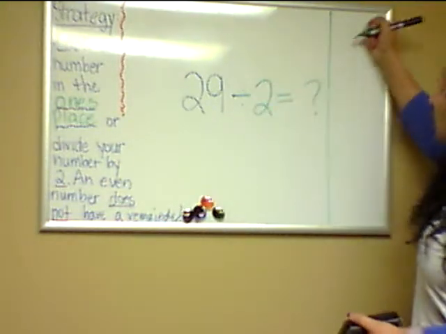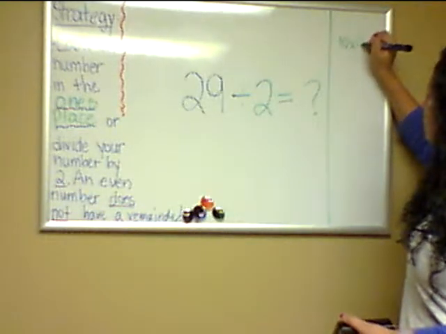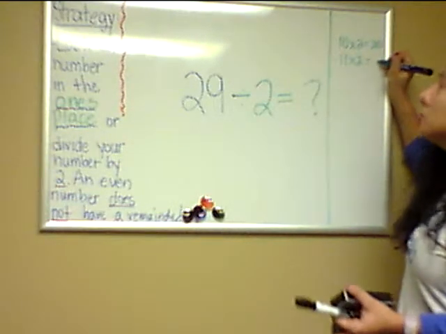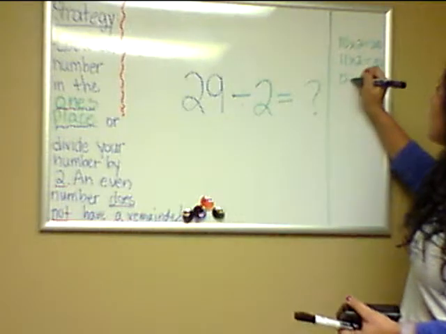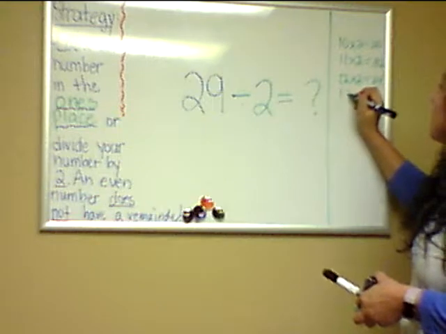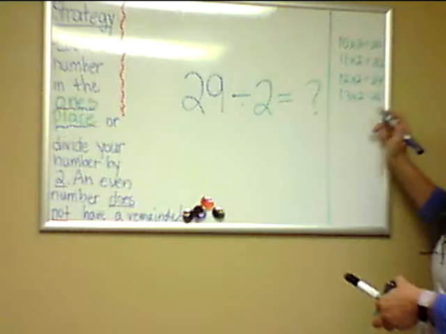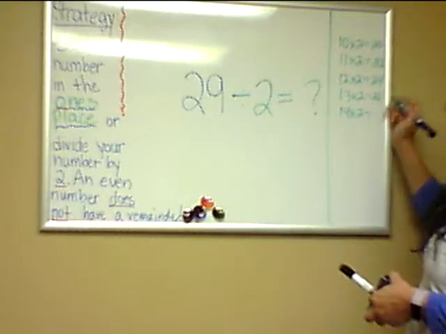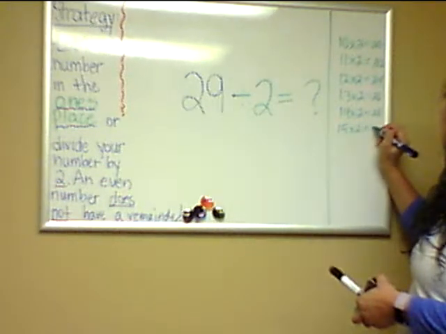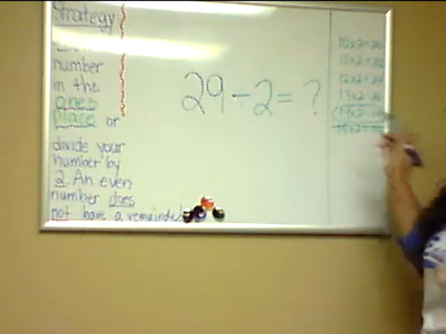So let's get closer. You know that, let's see, 10 times 2 is 20. 11 times 2 is 22. 12 times 2 is 24. Big numbers, I know. 13 times 2 is 26. See, we're skip counting by 2. 14 times 2 is 28. Oh, close. 15 times 2 is 30. We passed it, right? So this would be the closest related fact.